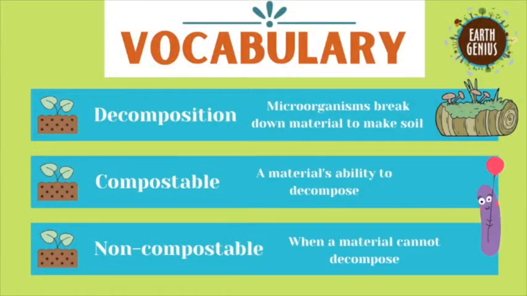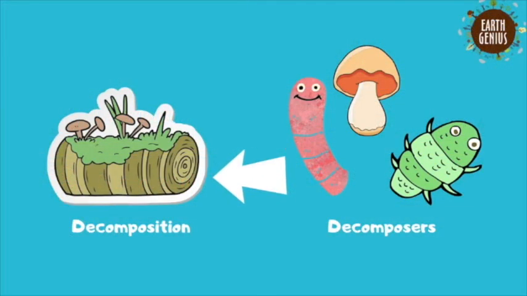Take some time to record these vocabulary words in your garden journals. Our first vocab word is decomposition. This is when microorganisms break down material to make soil. What kind of decomposers can you think of? Worms always come to my mind.